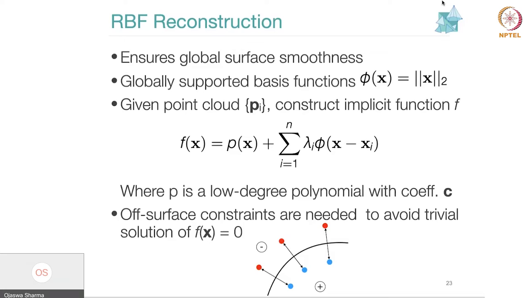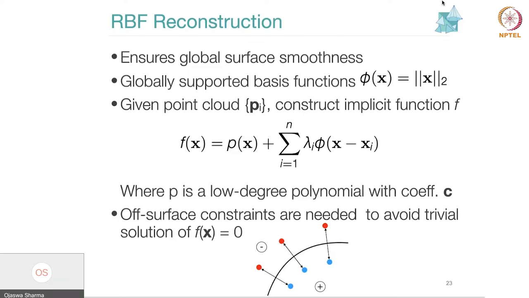But that leads to a problem, because if f of p_i is 0, then I have a trivial solution and it doesn't work out. So what I do is take certain points in the positive direction and certain points in the negative direction of these points p_i. And usually in these point reconstruction problems, I not only have the point, but also a normal vector associated with each point. So basically I know my surface orientation.